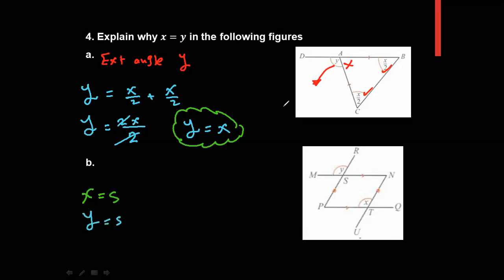Now I have two concepts. The first one I got from the parallelogram, and the other from the vertically opposite angles. From the parallelogram concept and the vertically opposite angles concept, we can say x equals y finally, and that is my final answer.